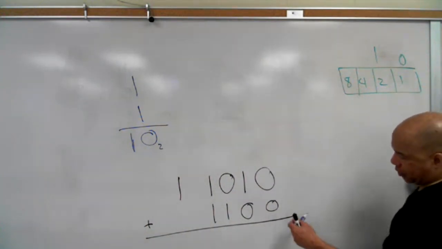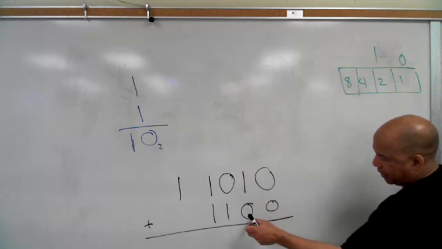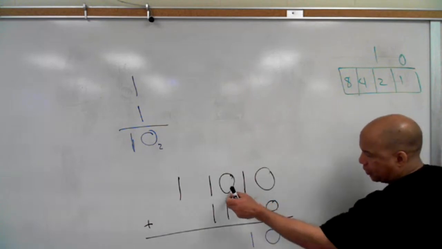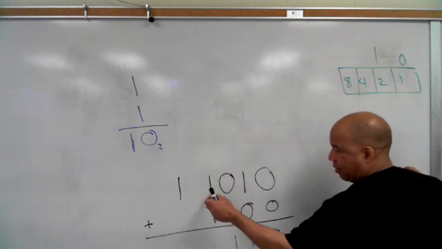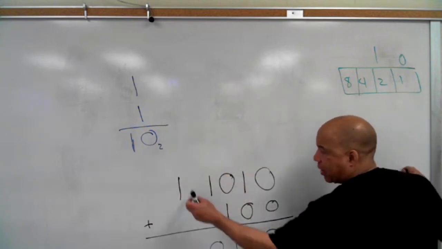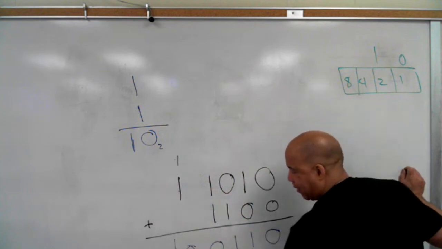So I got a 0 and a 0. I'm adding those. That's a 0, a 1, and a 0 is a 1. A 0 and a 1 is a 1. I got this thing again. A 1 and a 1 is a 0, carry 1. And a 1 and a 1 is a 0, and I write the carry like that.